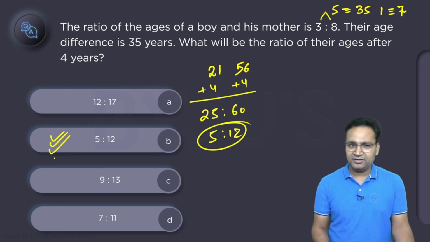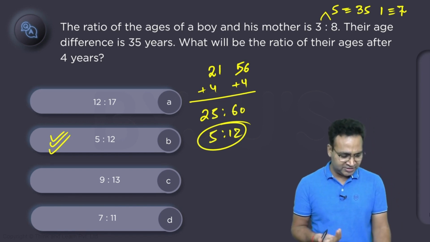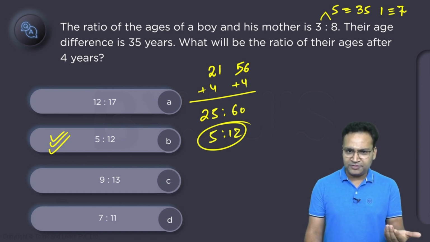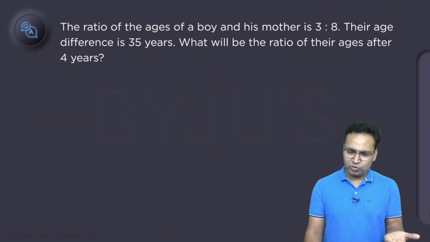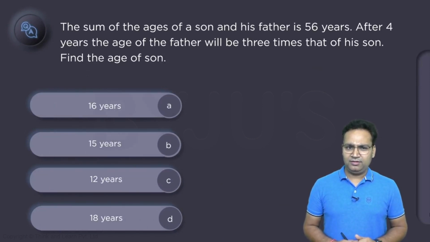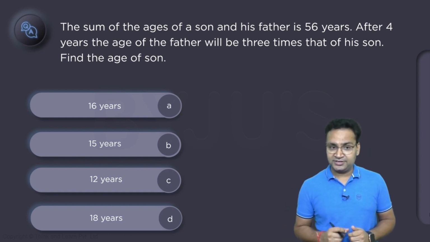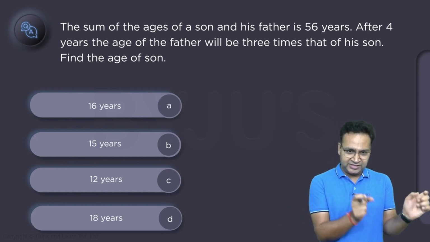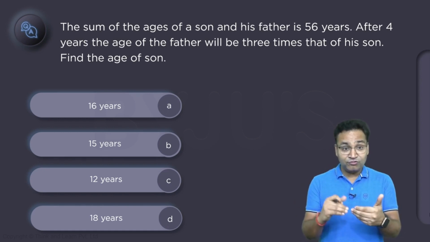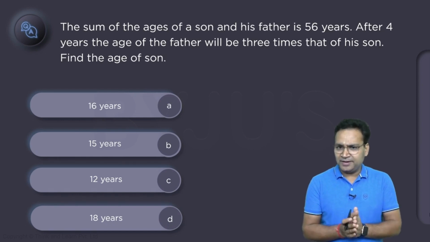Simply understanding the ratio and the age difference, the combination of this will be really helpful. Okay, looking forward, right? No space needed for this. Do it now. The sum of the ages of a son and his father is 56 years. After 4 years, tell me, what is the sum?